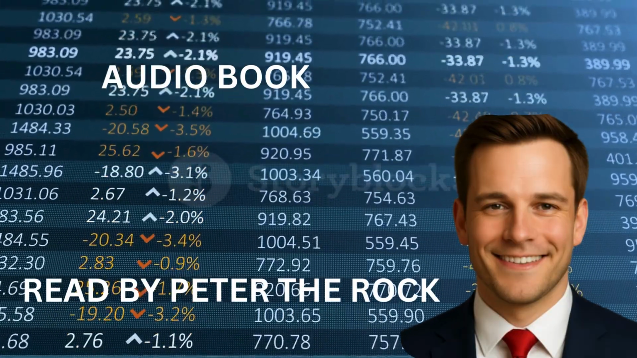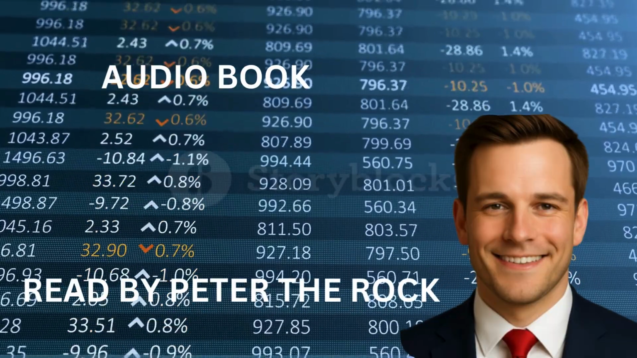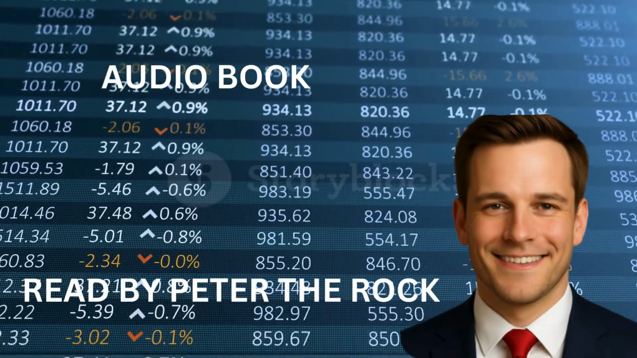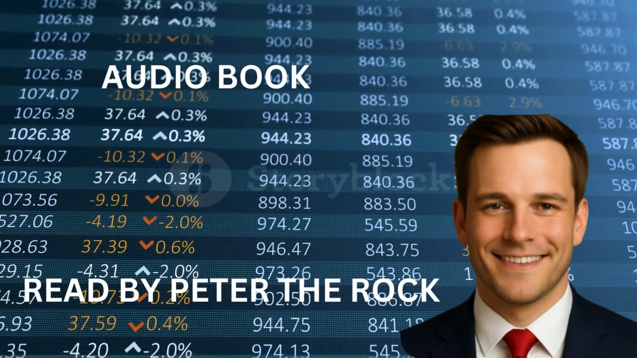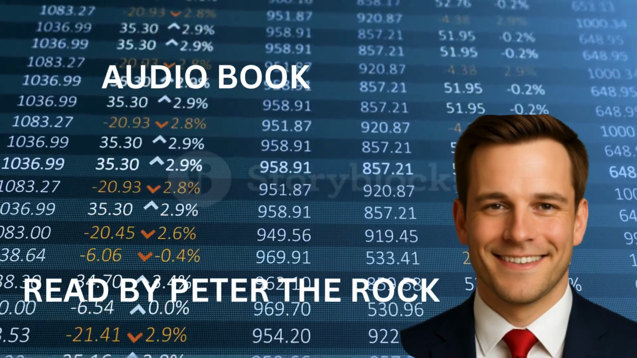By the end of this chapter, you'll have a clear understanding of the Forex market's daily rhythm, when to be active, when to wait, and how to align your trading style with global liquidity.